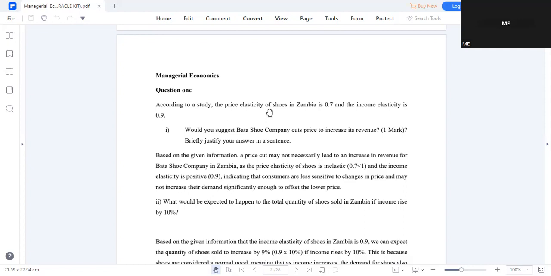especially in this regard where we're talking about the Bata Shoe, which has an elasticity of 0.7. So is it necessary to reduce the price to increase sales? No, it is not necessary, because elasticity is 0.7, which is less than 1. And therefore, if you reduce the price by 1%, you're only going to gain customers by 0.7%.